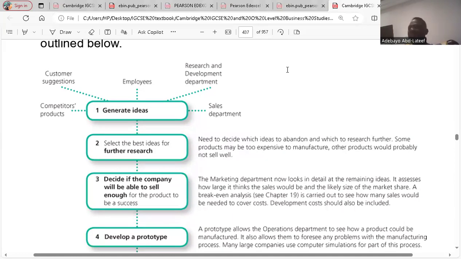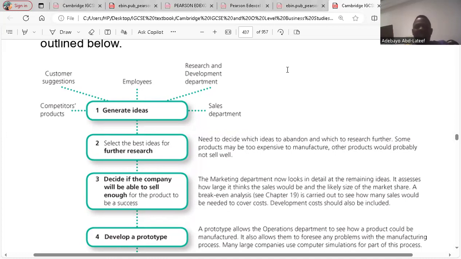Then research and development, that is most of what is being used as a business. The research and development department, this is what they do. Their resources, their information, their responsibility is to ensure that a new product is invented within the business. Competitors' products, you can also generate ideas from competitors' products.